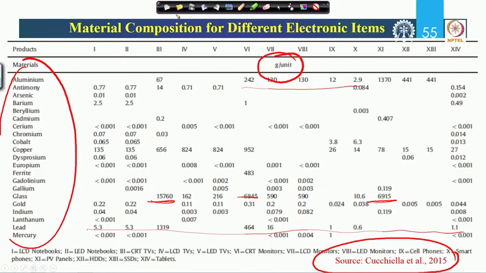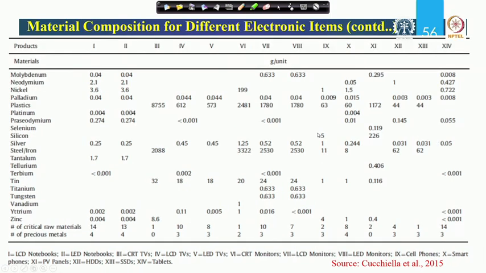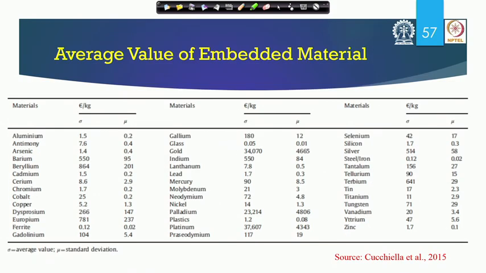So, why is this important? We will take this data and the price data, and then we will try to come up with a value. This is for another set of materials: molybdenum, nickel, palladium, plastics, platinum, steel, iron, and you can see how many grams per unit are in different types of electronic items, from this particular source. So this table and the previous table show us the different elements present and their gram per unit. Then we need to know the average value of those embedded materials.